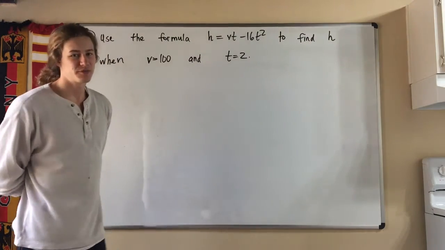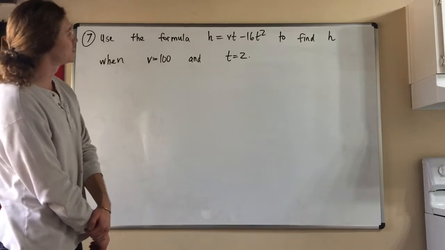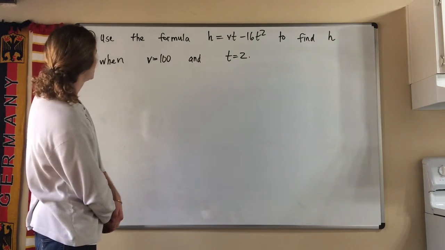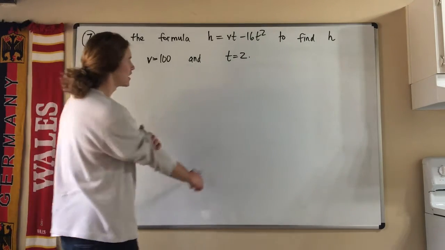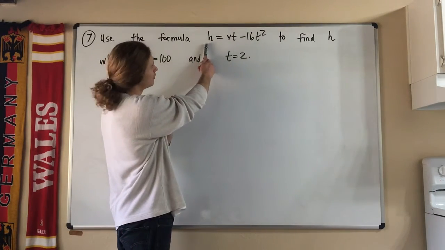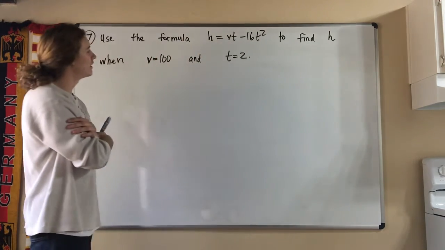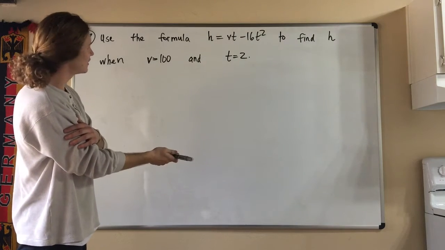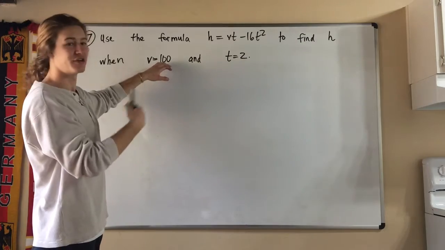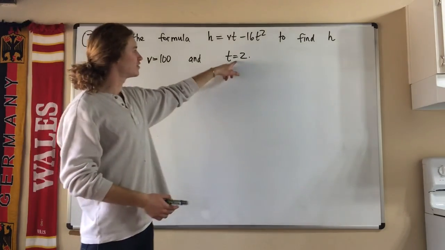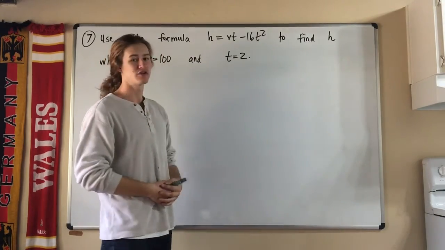Alright, this is problem number 7 from midterm 2. Let's look at the solution. So it reads, use the formula h equals vt minus 16t squared to find h when v equals 100 and t equals 2. If you remember, this is actually the equation for the height of an object thrown with speed v at time t, thrown vertically into the air. So basically what we're trying to find is if we threw with a speed of 100, now it doesn't give us a unit, but maybe like 100 meters per second, after 2 seconds, how high is the ball? This is the kind of question we're solving.